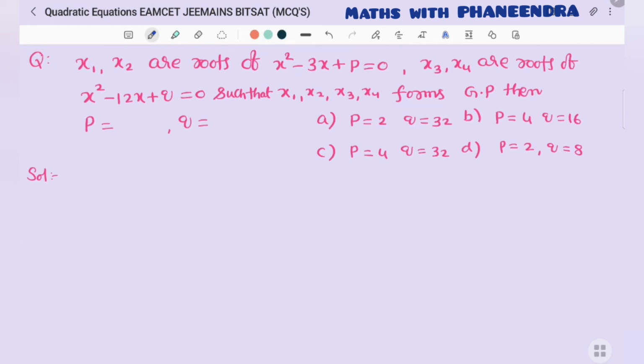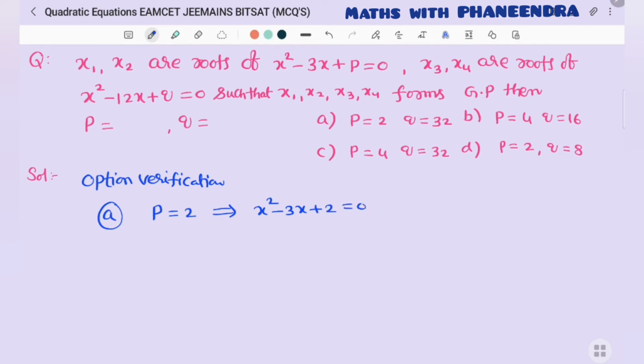To solve these types of problems, we need to take the option verification method. So first, I am going to do option verification. First I am taking the first option. In this first option, p is equal to 2. That implies the first equation is x square minus 3x plus 2 equal to 0.